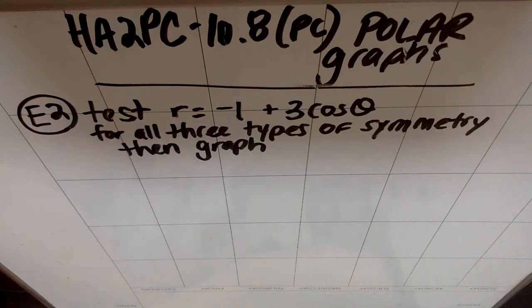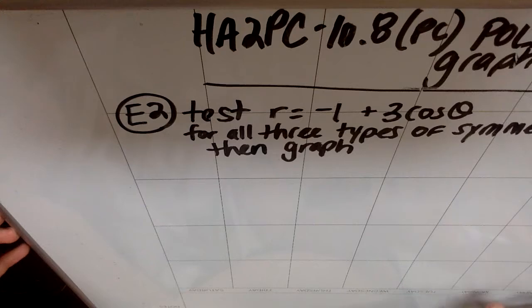This is Algebra 2 Pre-Calc, and we're doing 10.8 in Pre-Calc, which is polar graphing. So in example 2, we're going to test r equals -1 plus 3 cosine theta for all three types of symmetry, and then we're going to graph it. So let's start. Again, you don't have to memorize the test for symmetry, right?